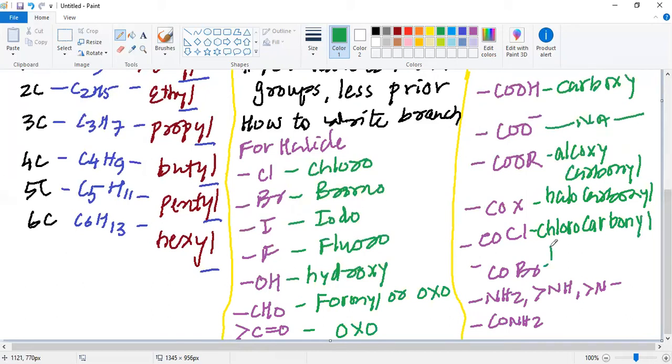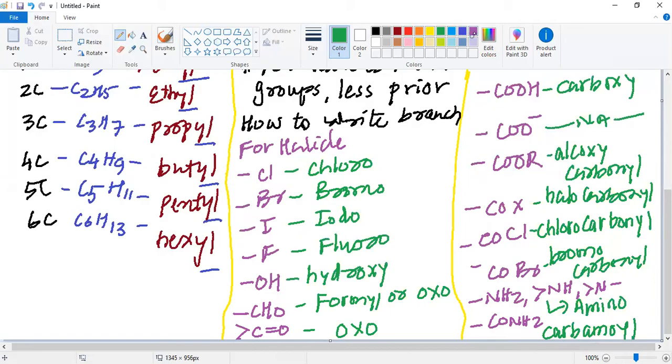For COBr, we can write bromocarbonyl. For amines, we can write amino. And for amide, we can write carbamoyl. We can write carbamoyl for either CONH2 or CONHR or CONR2.